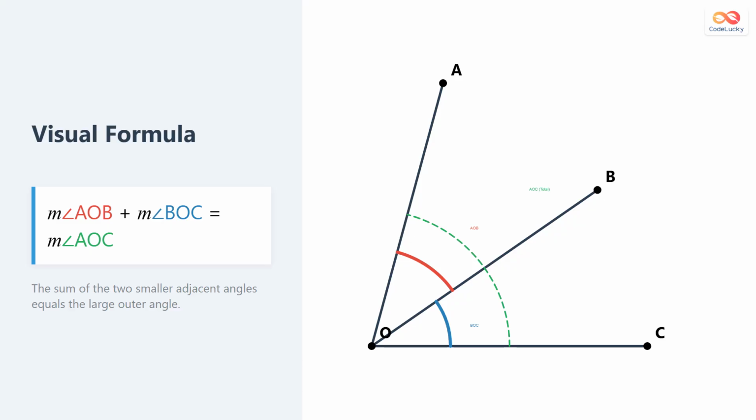Let's look at this visually. Here we have a large angle, angle AOC, outlined in green. Inside, we have a ray OB that splits it into two smaller angles: the red angle AOB and the blue angle BOC. The postulate tells us that if we add the measurement of the red angle and the blue angle together, we get the measurement of the entire green angle.